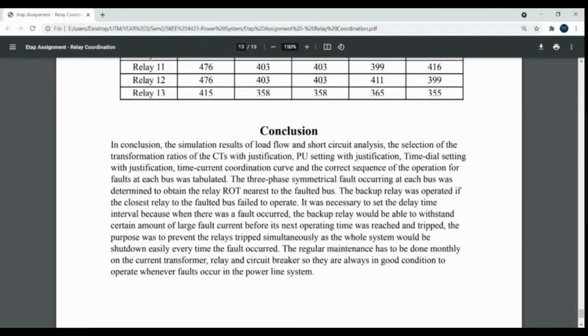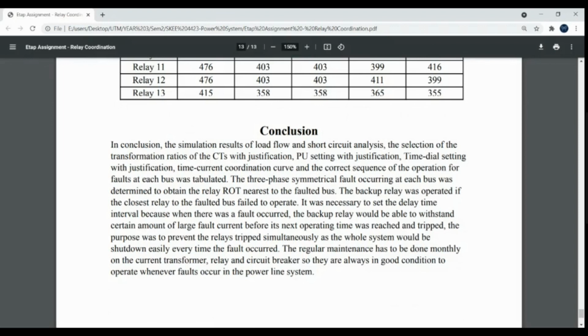So, the conclusion of this project is that the simulation results of load flow and short circuit analysis, the selection of the transformation ratio of the CT with justification, PU setting with justification, time delay setting with justification, time current coordination curve, and the correct sequence of operation of fault at each bus were tabulated. The 3-phase symmetrical fault occurring at each bus was determined to obtain the relay nearest to the fault bus.